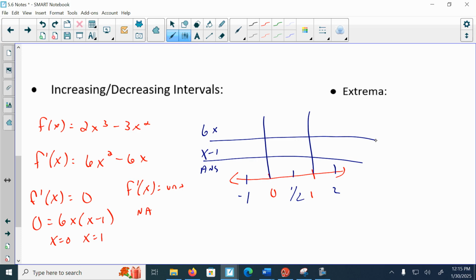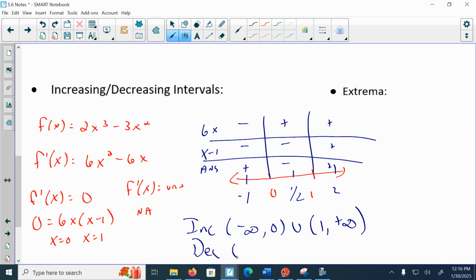So if I put in -1, I'm going to have a negative and negative. Negative times a negative is a positive. If I put in 1/2, I'm going to have a positive, negative, negative. When I put in 2, positive, positive, and positive. So my function is increasing from negative infinity to 0, and it's also increasing from 1 to positive infinity. It's decreasing from 0 to 1.